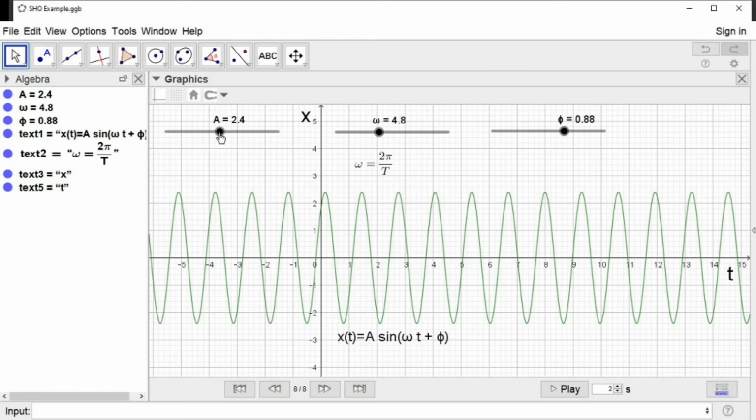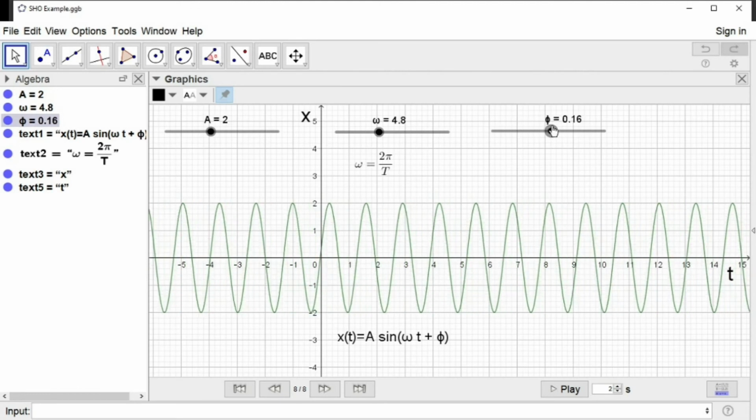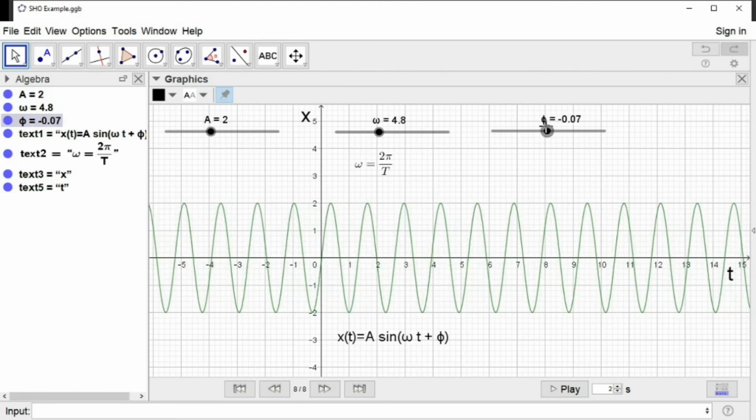Let me pick a few reasonable values for this. We'll set our amplitude to, say, 2. I'm going to move the phase over here to 0.